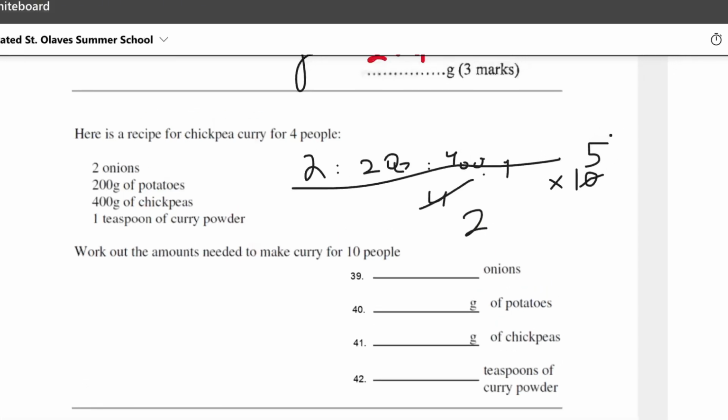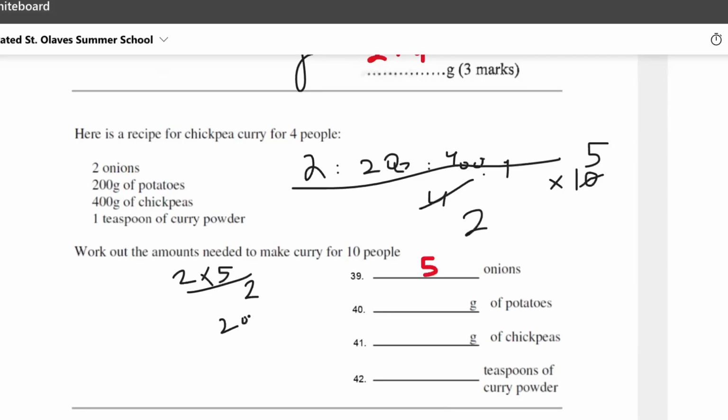5. So we have this odd fraction because we end up getting 2.5. But that makes it easier in the sense that for each measurement we're just going to multiply by 5 and divide by 2 instead of multiplying by 2.5, which is more difficult with the decimal. So 2 times 5 is 10, divide that by 2 is 5, which means we get 5 here. Next one, we're going to do 200 multiplied by 5 over 2, which is going to give us 1,000 over 2, which is 500.